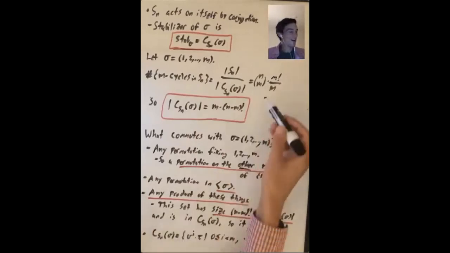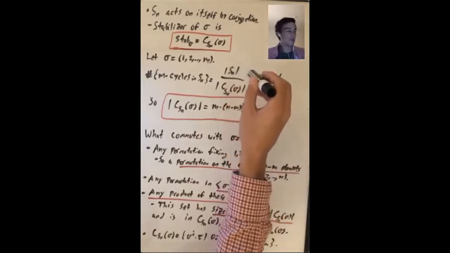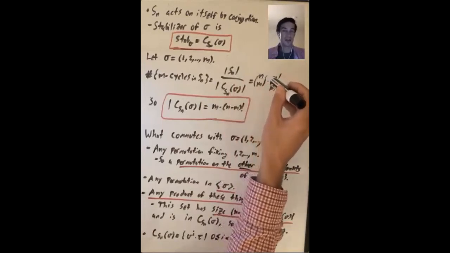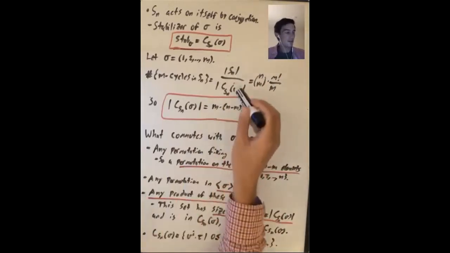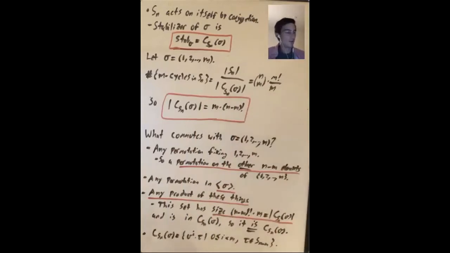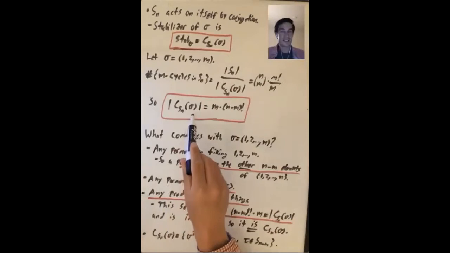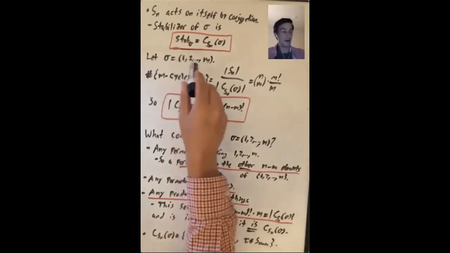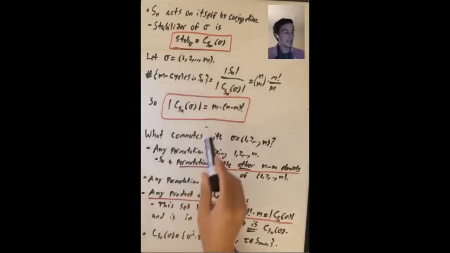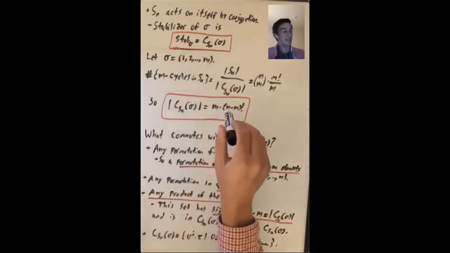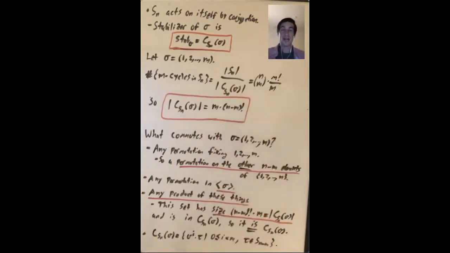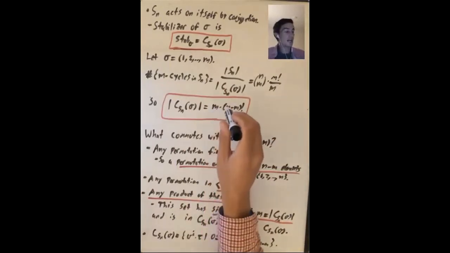Okay, so now there's a factor of n factorial in the numerator, and a factor of n factorial in this binomial coefficient. If you cancel out what you can cancel out, what this tells you is that the size of the centralizer of an element sigma, 1 up through m, an m-cycle, is m times (n minus m) factorial. So for any m-cycle, the centralizers all have the same size, and that order is m times (n minus m) factorial.